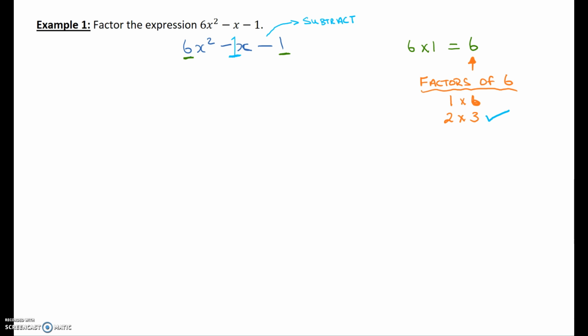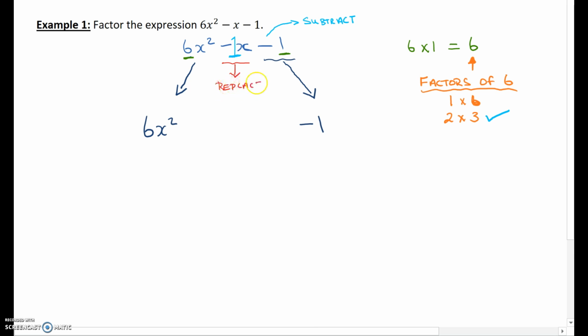So now we go back, and if anything we seem to make the problem a little bit more complicated, because we're going to go from 3 pieces to 4 pieces. We'll keep the 6x squared, and we keep the minus 1 at the end. We keep that, but we're going to replace this. We always replace the middle term, and it's always the middle one that gets replaced.